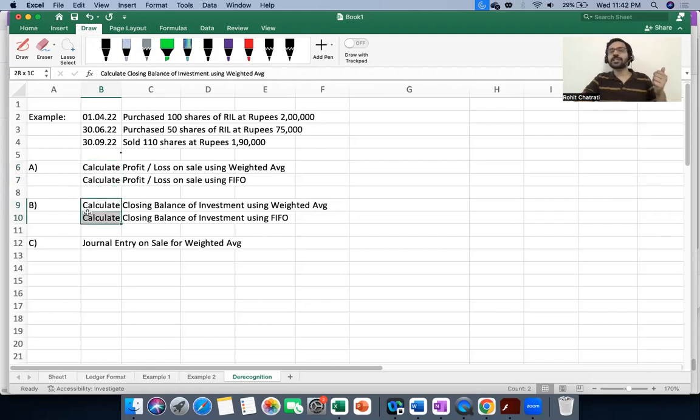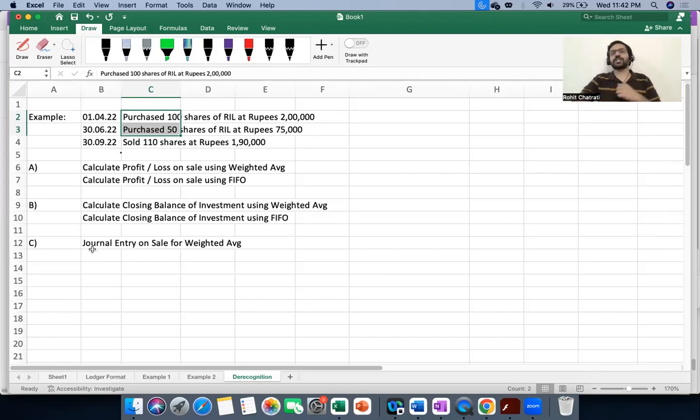Question number two is calculating the closing balance. Over here, you still have 40 shares left with you. At what value are you going to continue to carry those 40 shares in your books of accounts? Because when you prepare your balance sheet, you're still going to show 40 shares on your asset side. At what value are you going to show it? At 2 lakhs value, or are you going to show it at 75,000 value? That is the second question.